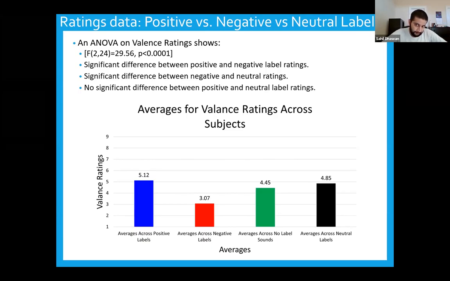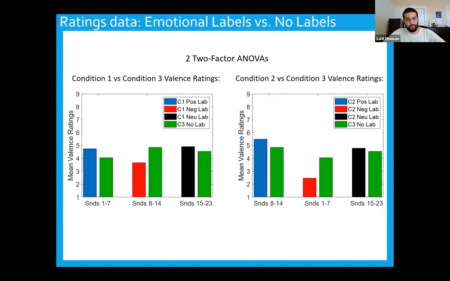And so we decided that there's a bigger difference between positive and negative than positive, negative and neutral. So we decided to do a new group of ANOVA tests for condition 1 and condition 2 versus condition 3 for no label. And so when we did condition 1 versus condition 3, we found that there was a significant difference only for sounds 8 through 14 for condition 1, so right here, for negative and no label. And then for condition 2, there was only one significant difference for sounds 8 through 14 again, but this time they're positively labeled.